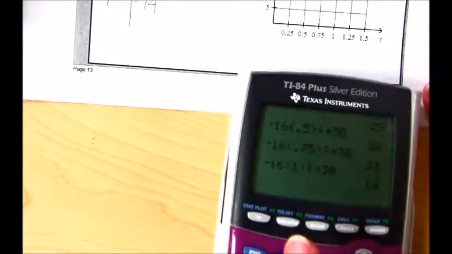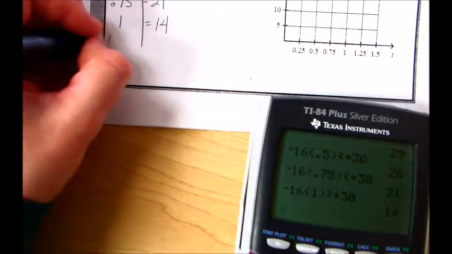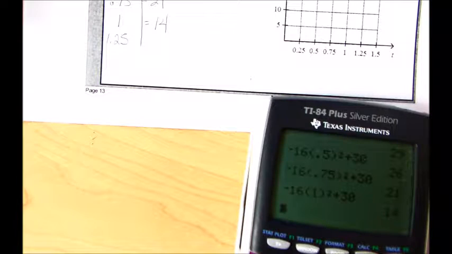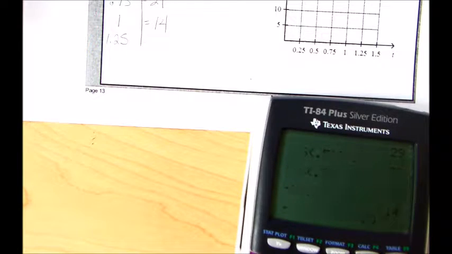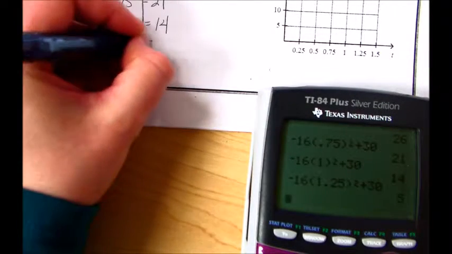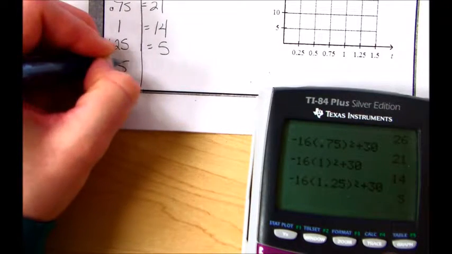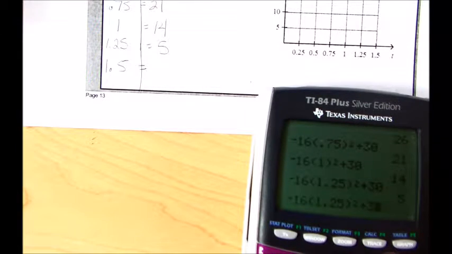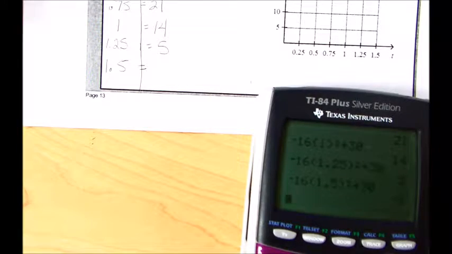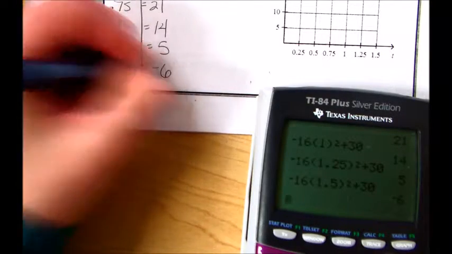Let's see. Plugging in 1.25. So this is kind of narrowing it down for us. Hopefully you can still see. It's at 5 feet, so we're almost at the ground. Remember, 0 is when it hits the ground. 1.5. Negative 6 feet. All right, there it is. We found our negative, which means it doesn't exist.